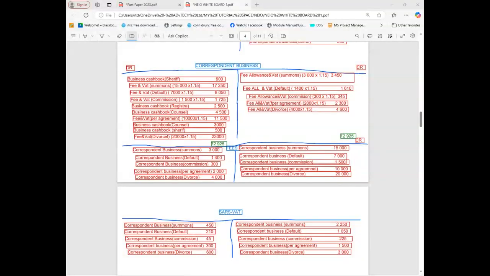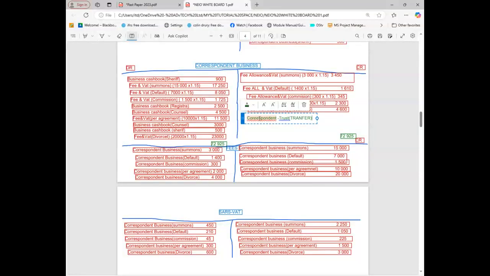Okay, so the amount I got for the credit side is 12,305 rand. So we're going to take 72,925 minus 12,305. And then we get an amount of 60,620. Yes, that is the amount that needs to be transferred.